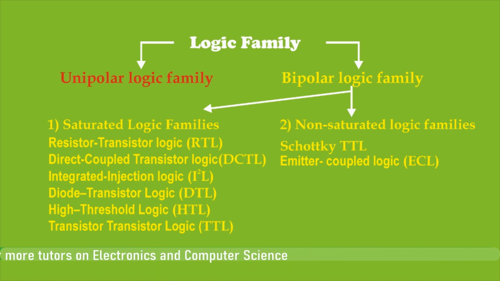Now the other type in the non-saturated logic family is emitter coupled logic. That means in the transistors used in this type of logic family, all the emitters of the transistors are coupled with each other. That is why the emitters are coupled here, so this logic family is called the emitter coupled logic family.